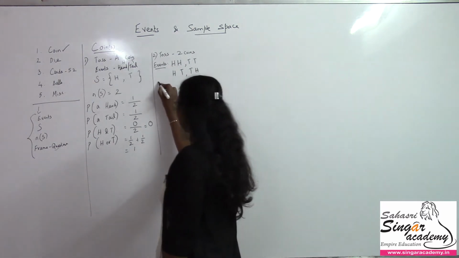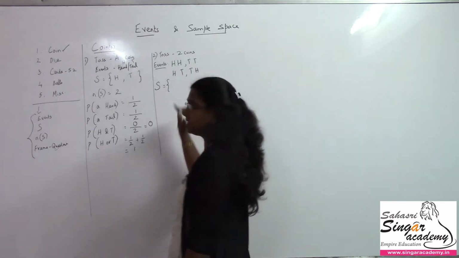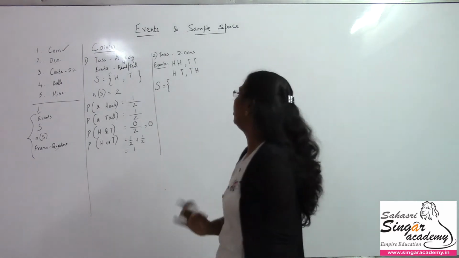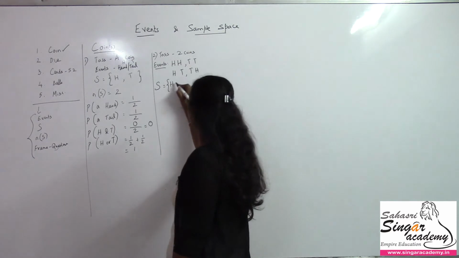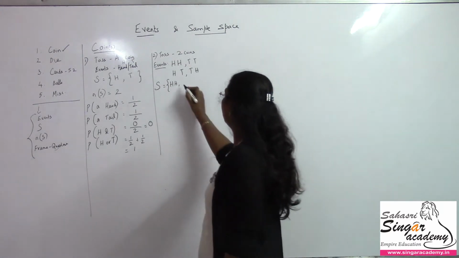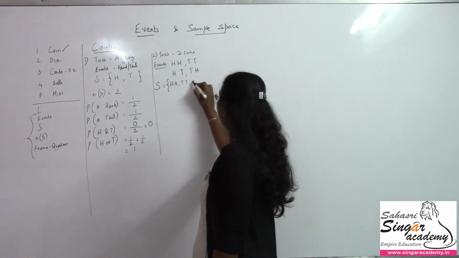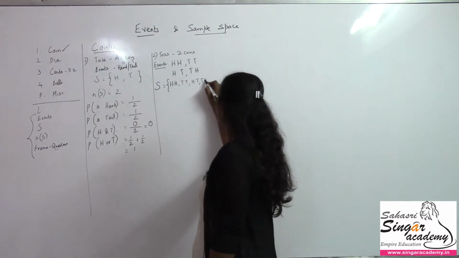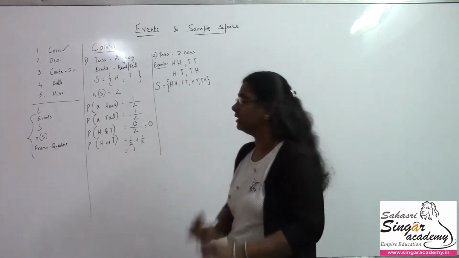What is the sample space? Nothing but the collection of all the events. Set of all events, a collection of all the events. So head head, and just listing, I'm presenting them inside curly brackets, not doing anything else. Tail tail, head tail, tail head. Right? I'm just listing everything together.